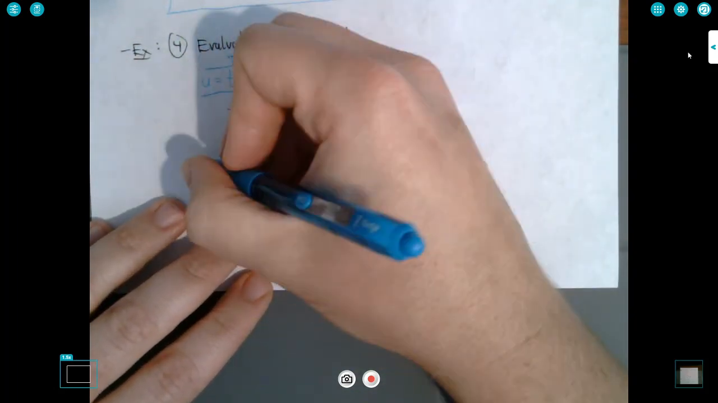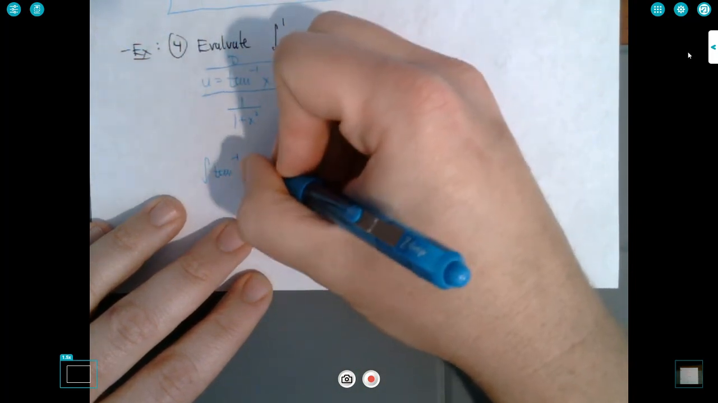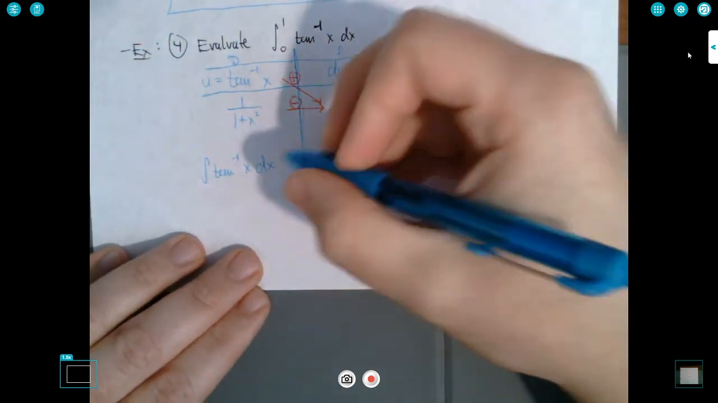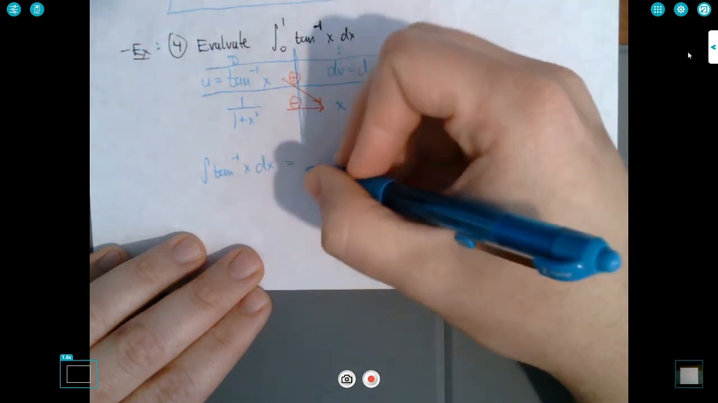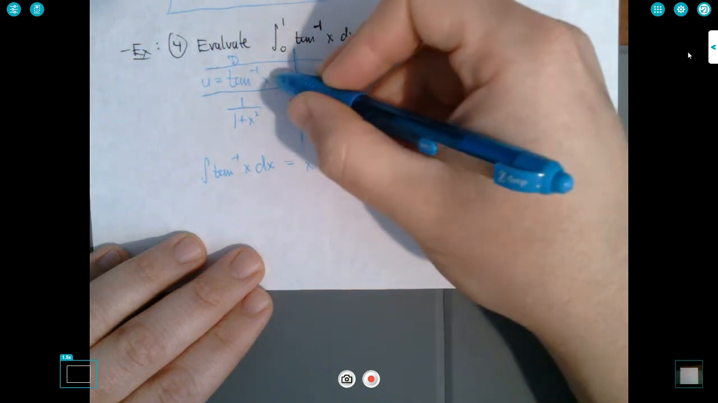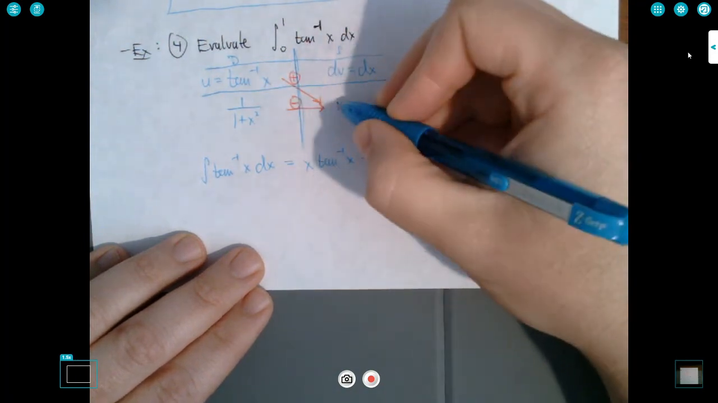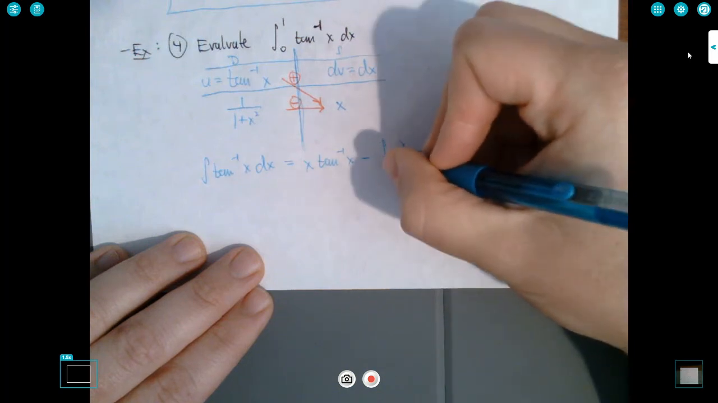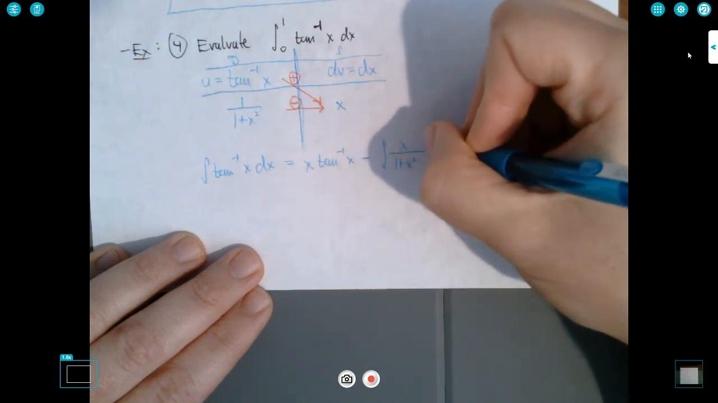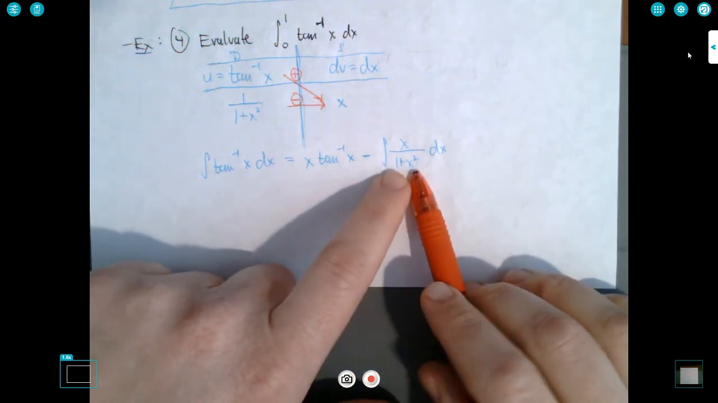So here's what I end up with. The integral of tangent inverse of x, and I'm just ignoring the limits of integration for now, should be x times tangent inverse of x, minus the integral of x over 1 plus x squared dx. And now we can do a u substitution, right? Let u be 1 plus x squared.